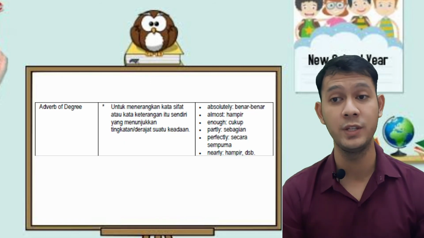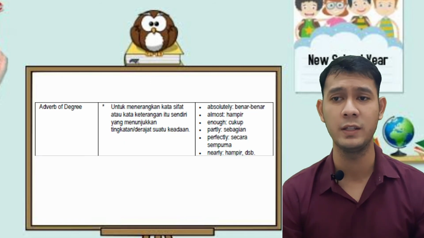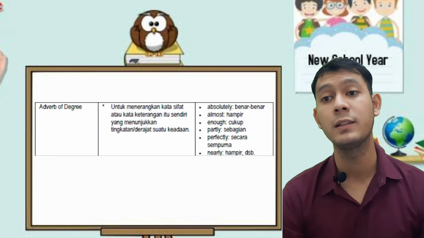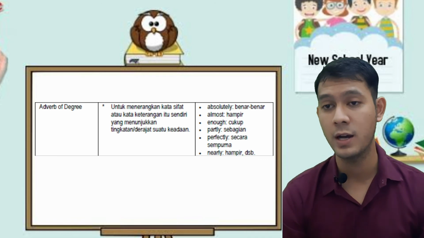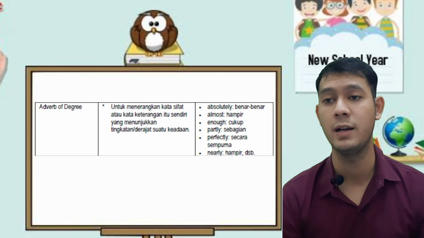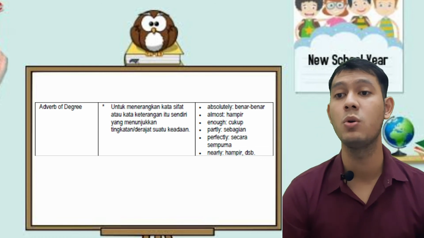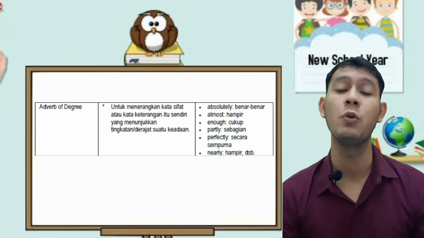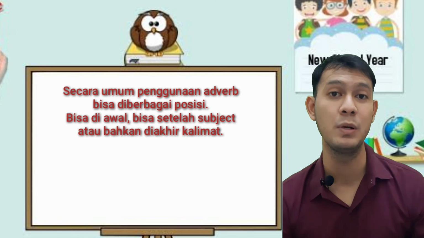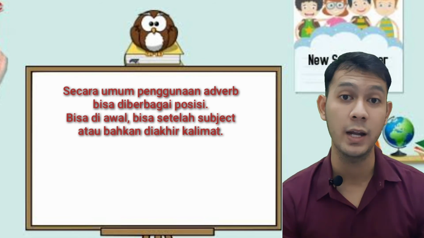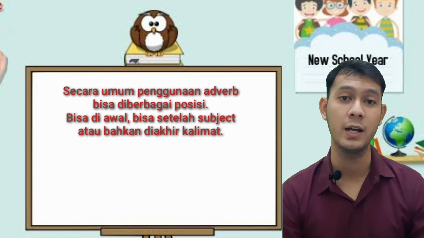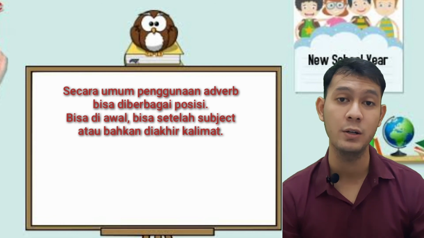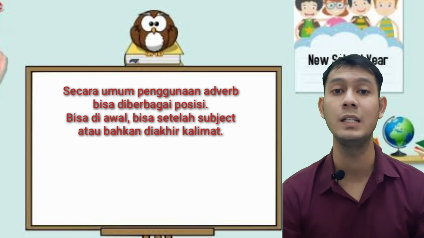And the last we have adverb of degree. Ini untuk menerangkan kata sifat ya. Adverb of degree berfungsi untuk menerangkan kata sifat atau kata keterangan itu sendiri yang menunjukkan tingkatan atau derajat suatu keadaan, such as absolutely, almost, enough, partly, nearly, and many more. Secara umum, penggunaan adverb ini bisa di berbagai posisi. Kita bisa menggunakan adverb di awal kalimat. Kita juga bisa menggunakan adverb setelah subjek. We also can use adverb in the last part of the sentence. Kita bisa meletakkan di 3 posisi tersebut.